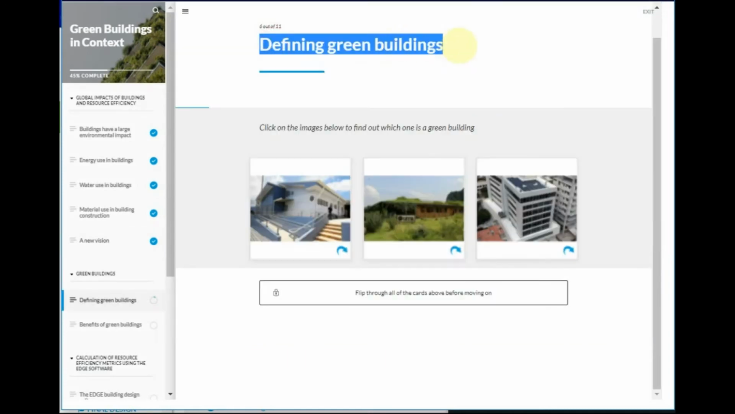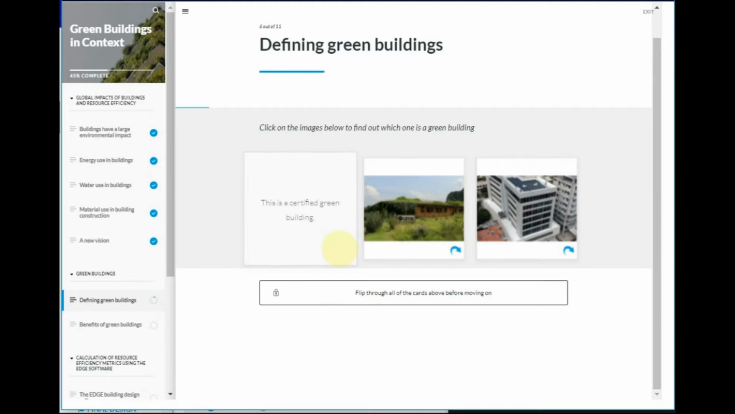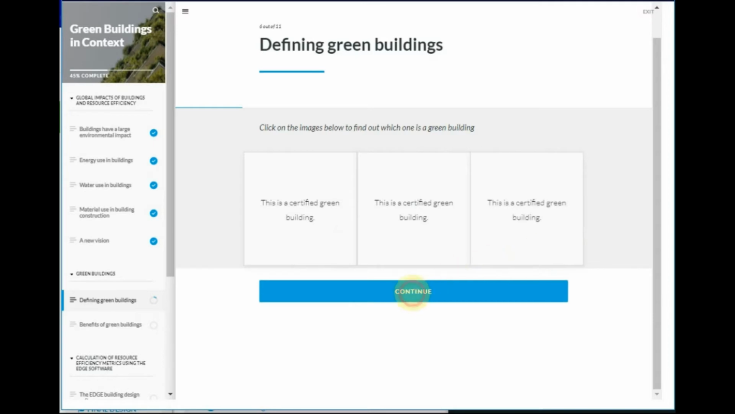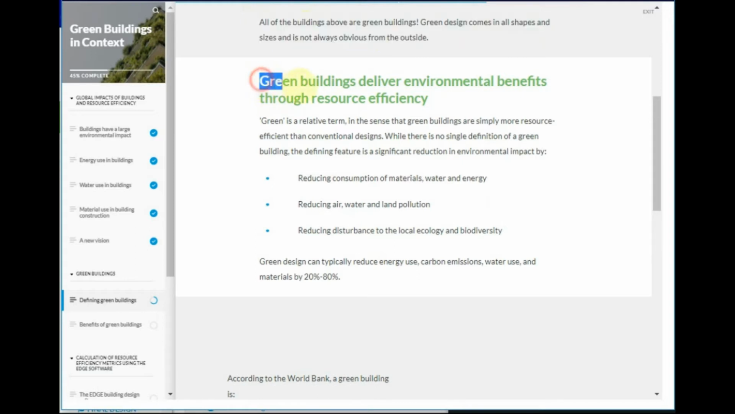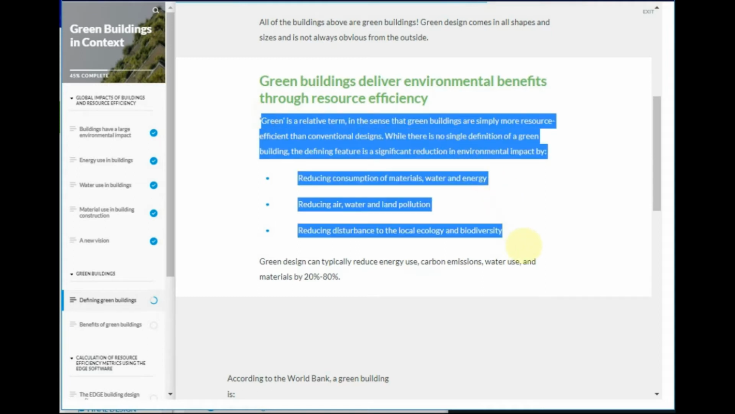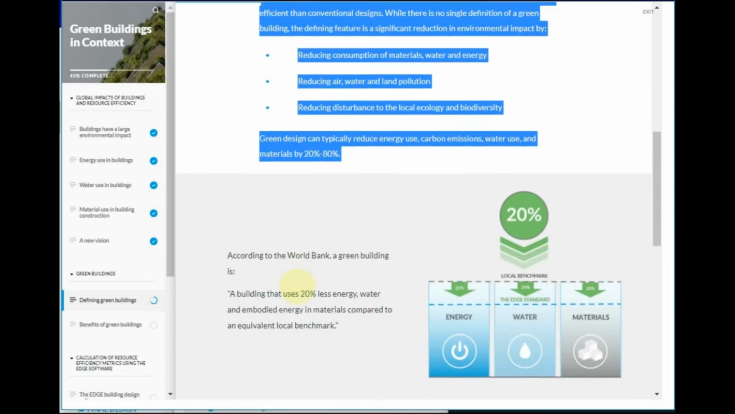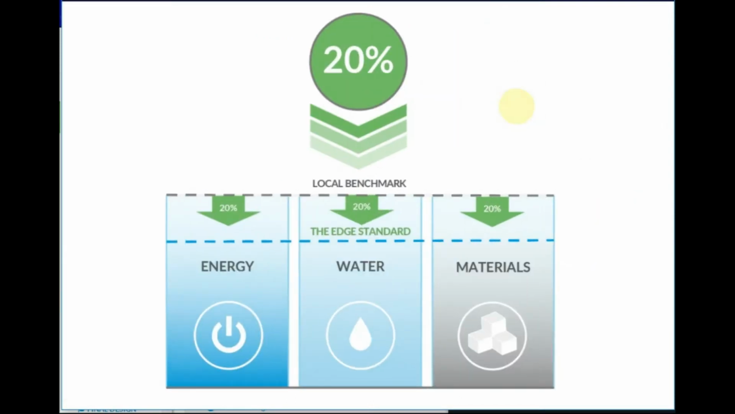Defining green buildings. Green buildings deliver environmental benefits through resource efficiency. Green is a relative term, in the sense that green buildings are simply more resource efficient than conventional designs. While there is no single definition of a green building, the defining feature is a significant reduction in environmental impact by reducing consumption of materials, water and energy, reducing air, water and land pollution, reducing disturbance to the local ecology and biodiversity. Green design can typically reduce energy use, carbon emissions, water use, and materials by 20%–80%.